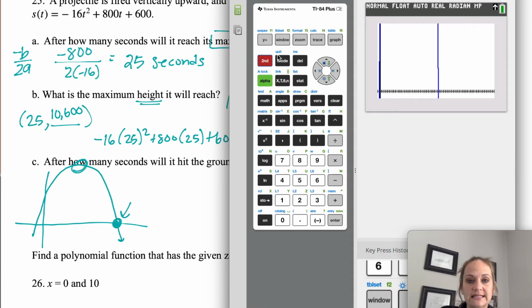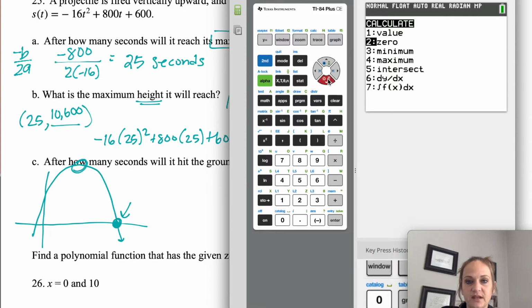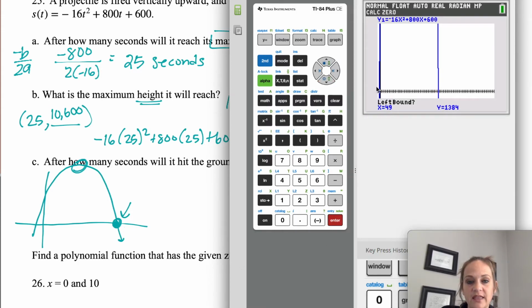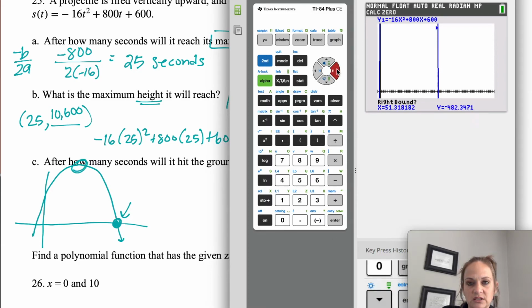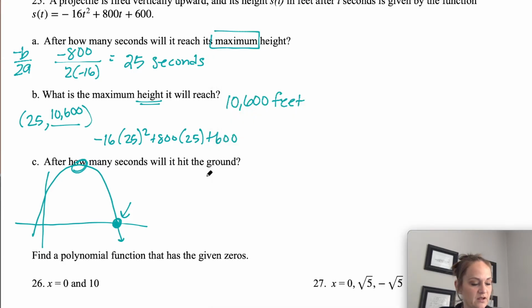So we are going to hit second, trace. I want to know my 0, where it's going to hit ground 0. So I'm choosing my 0, hit enter. Left bound. Okay, so there's the left side. So I'm going to hit enter. The right side, hit enter, and the 0 is at 50.74. So at 50.74 seconds, it is going to hit the ground.